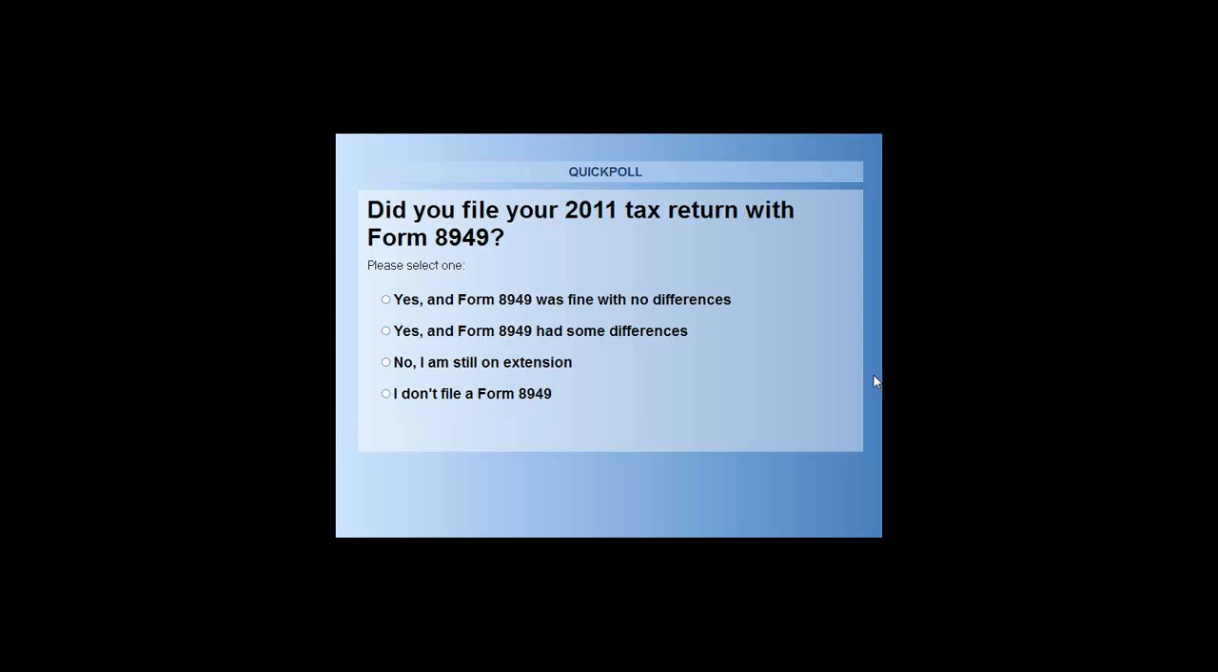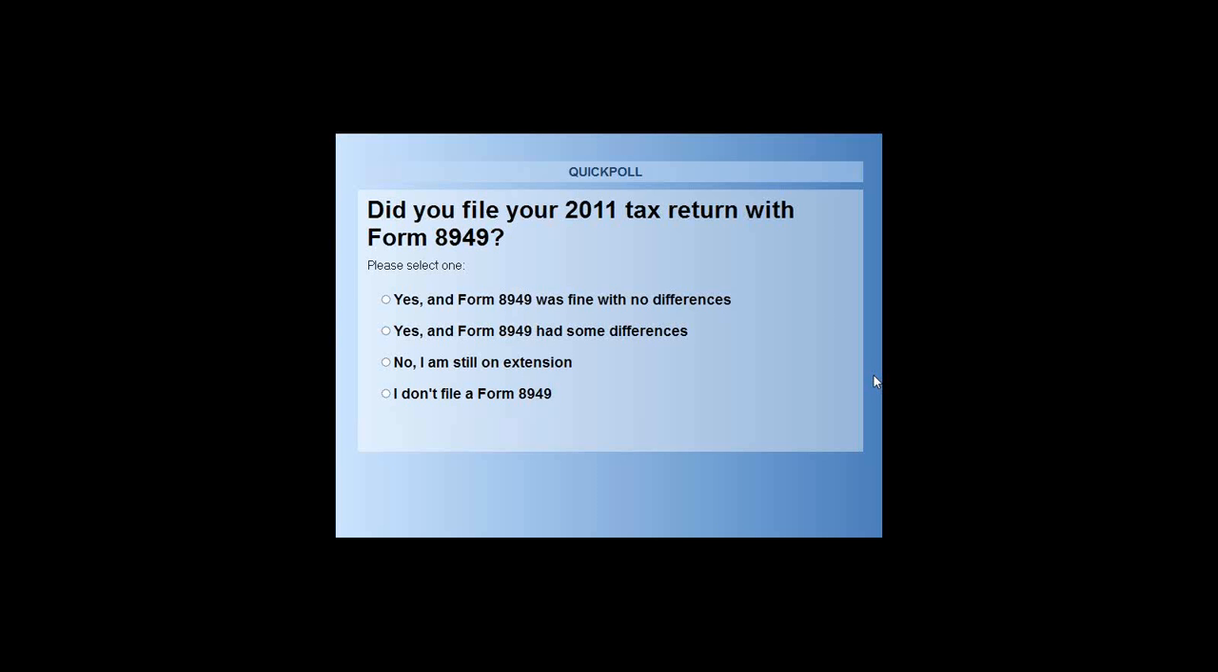Did you file your 2011 tax return with Form 8949? Yes, and Form 8949 was fine with no differences. Yes, and Form 8949 had some differences, which is what we're going to start doing now. No, I'm still on extension. I don't file a Form 8949. Right, get your votes in.